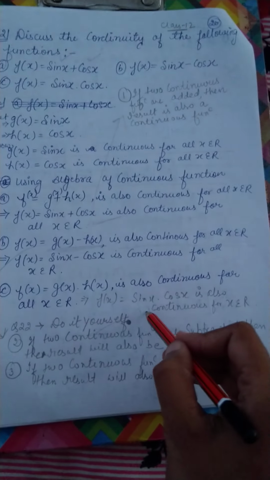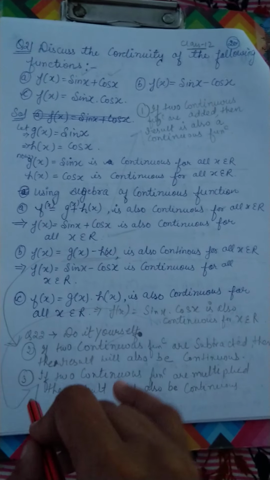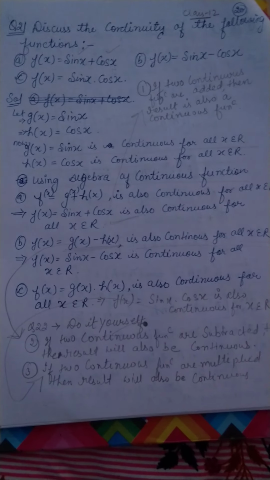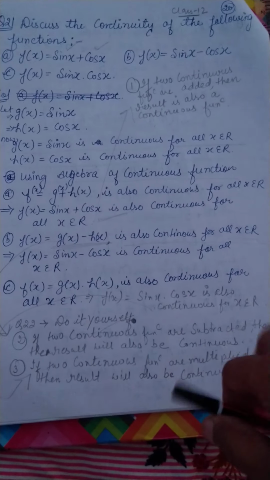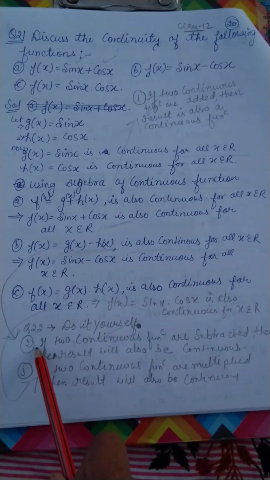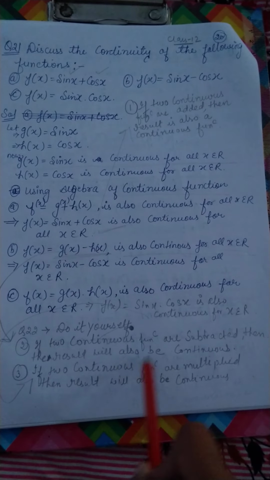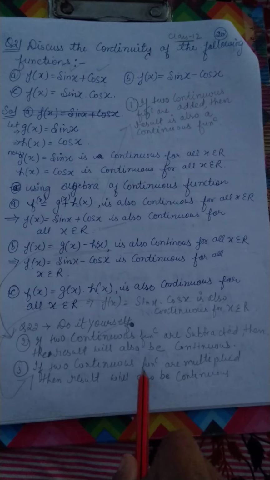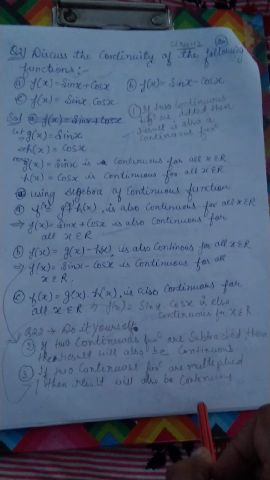And why I am saying this statement beta? I am saying this statement as per your rule number 3. Once again I am telling you rule number 1, 2 and 3. Rule number 1 says if two continuous functions are added, then the result is also a continuous function. Your rule number 2 says if two continuous functions are subtracted, then the result will also be continuous. And your rule number 3 says if two continuous functions are multiplied, then your result will also be continuous.